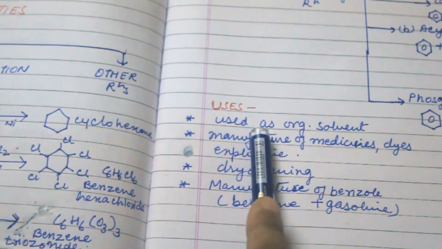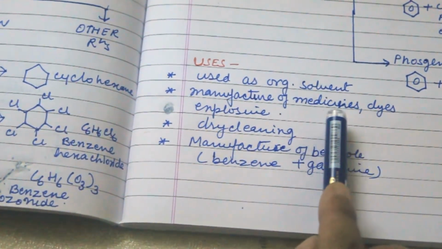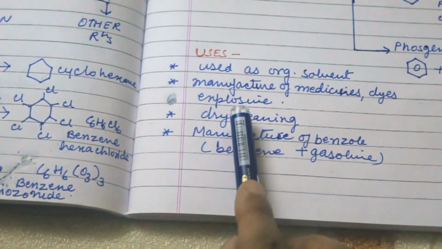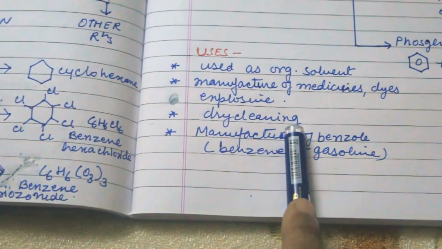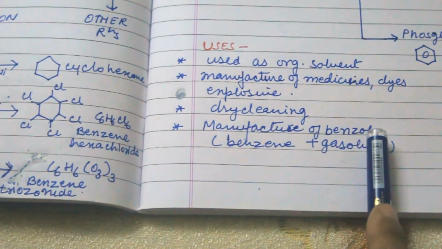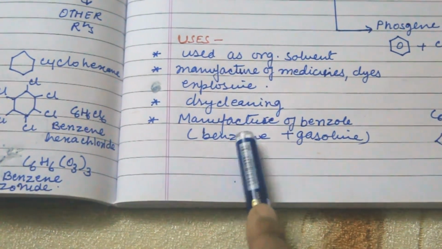Now come to uses. It is used as an organic solvent. It is used in the manufacture of medicine, dyes, explosives. It is used in dry cleaning. It is used in the manufacture of benzol. Benzol is composed of benzene and gasoline.